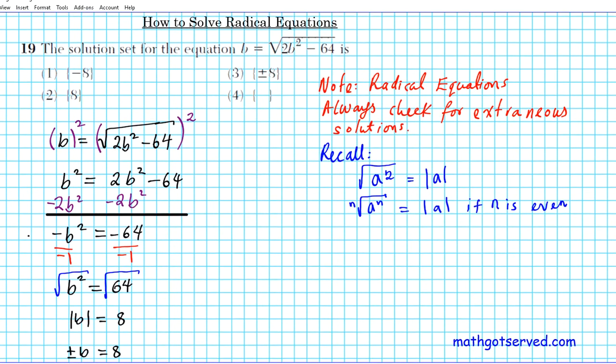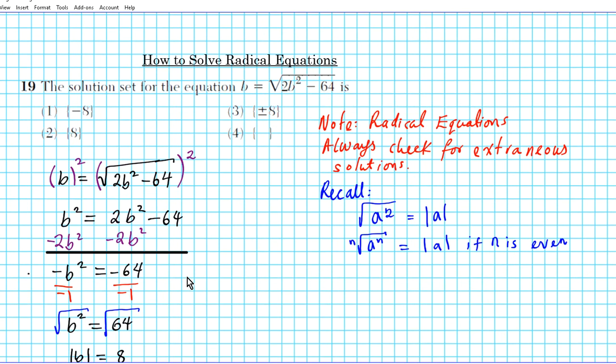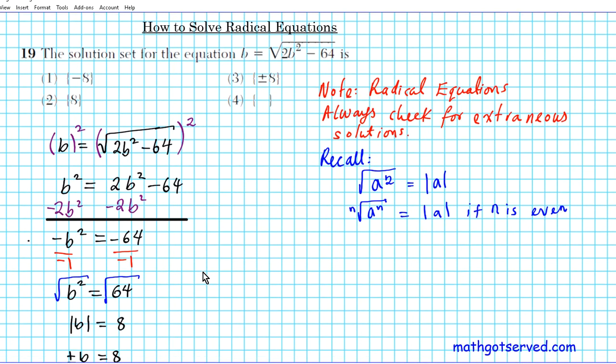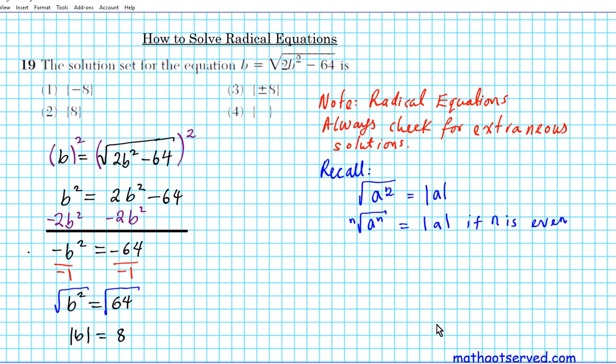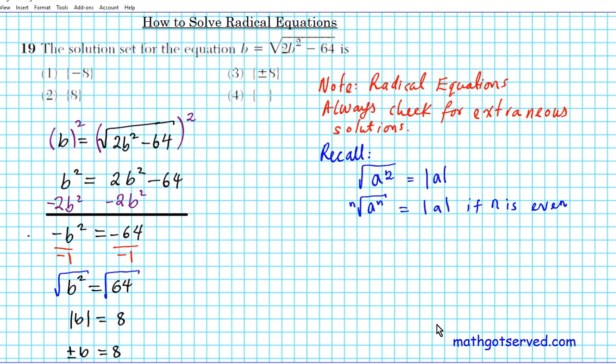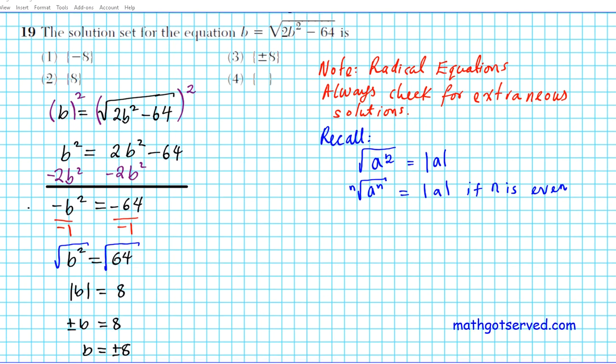Yes? No. What did we talk about concerning the solutions to radical equations? When we squared the square root of the equation right here to get rid of the square root, we said we might have introduced an extraneous solution, which is a solution that shows up as an answer but doesn't satisfy the original condition.